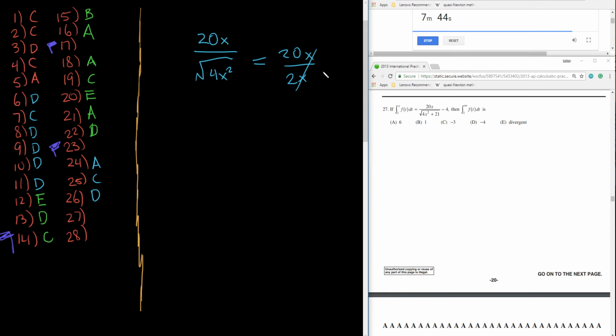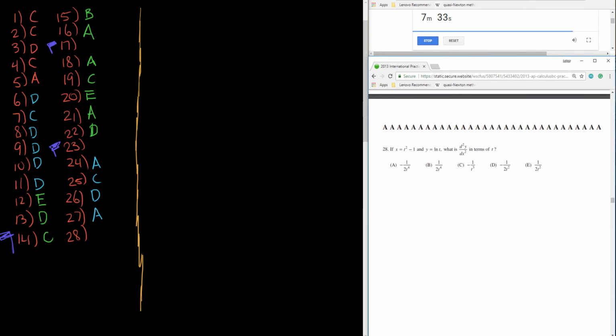X's go away, and this is equal to 10. But then, of course, there's the minus 4 here, and 10 minus 4 is 6. Okay. I got tripped up by not getting rid of the 2 in the square root, and that's how I got you your original incorrect answer.